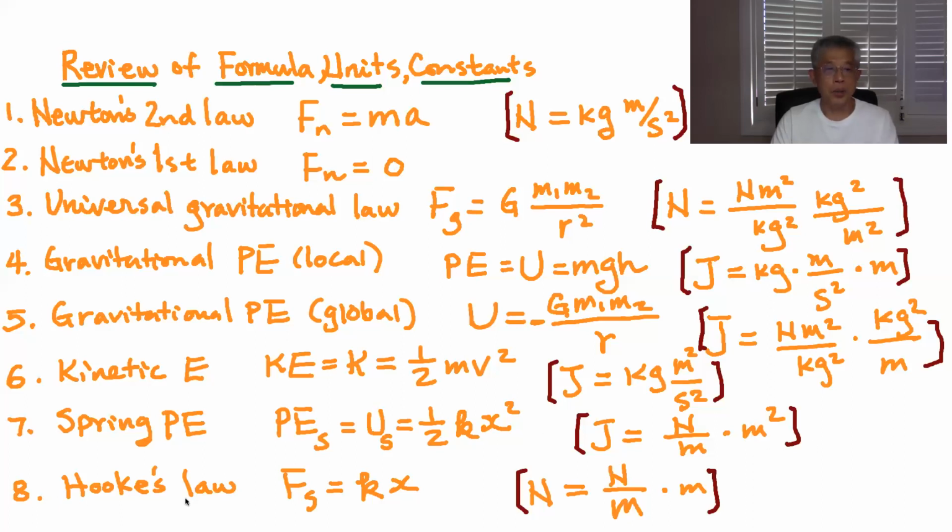Number 8, Hooke's law. Hooke's law, spring force, S stands for spring, is equal to spring constant times the displacement. It can be compression or expansion. Normally there's a negative sign, but here we just ignore it. So F_s is force, so that's newton. k is newton per meter, displacement is in meter. So those are some of the units.